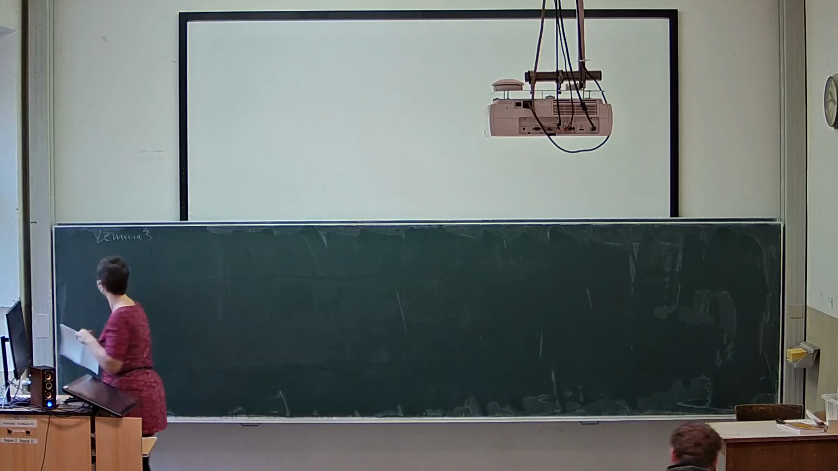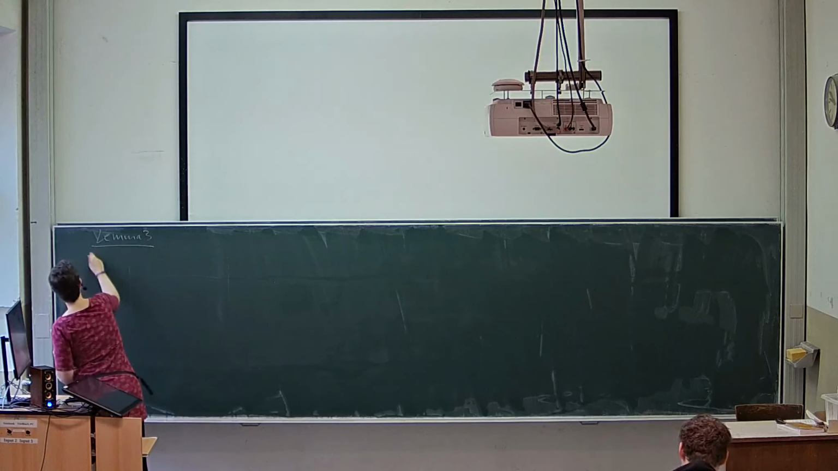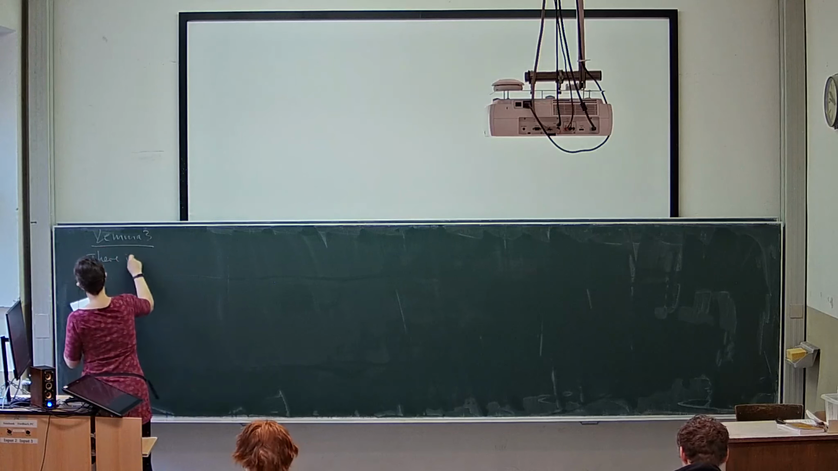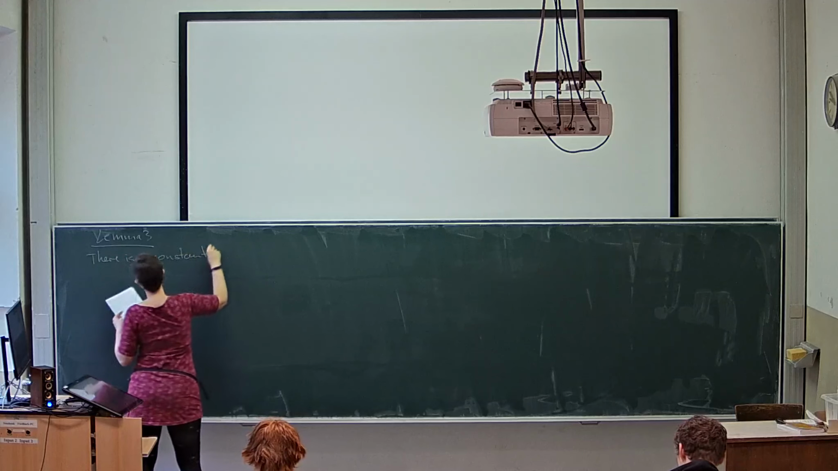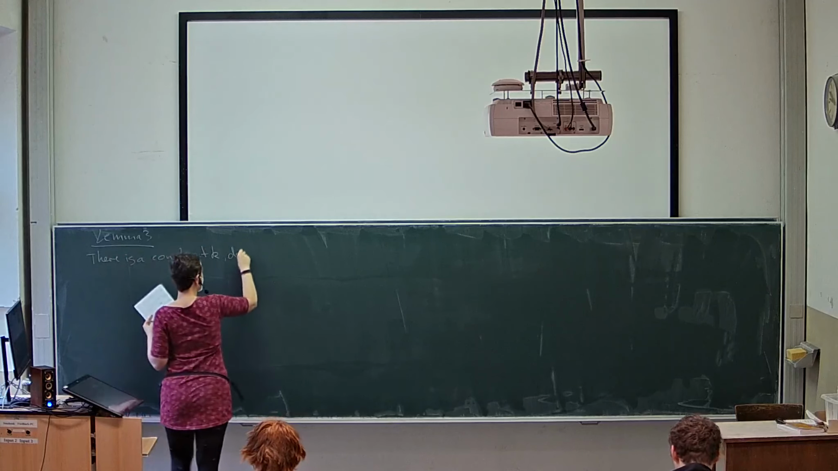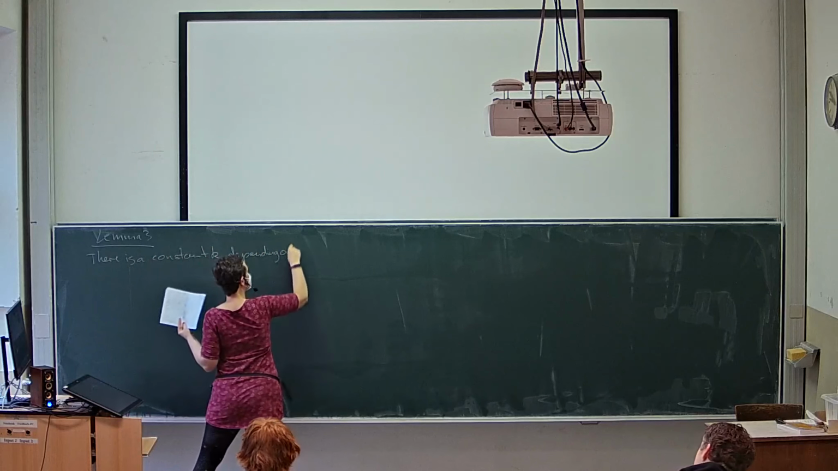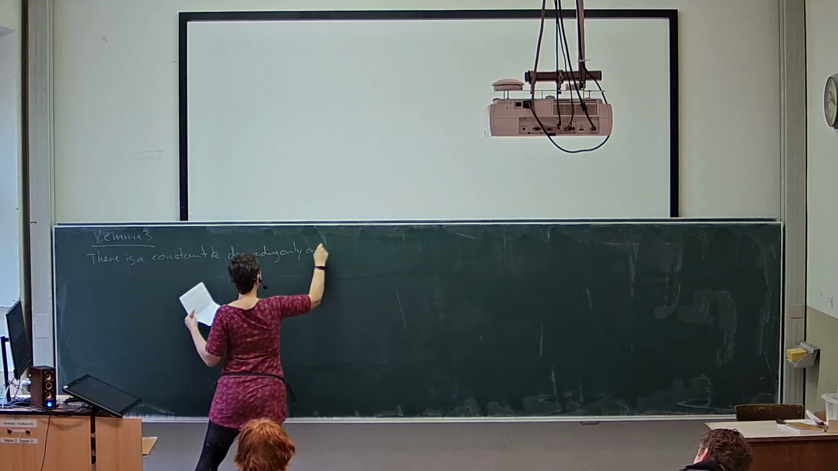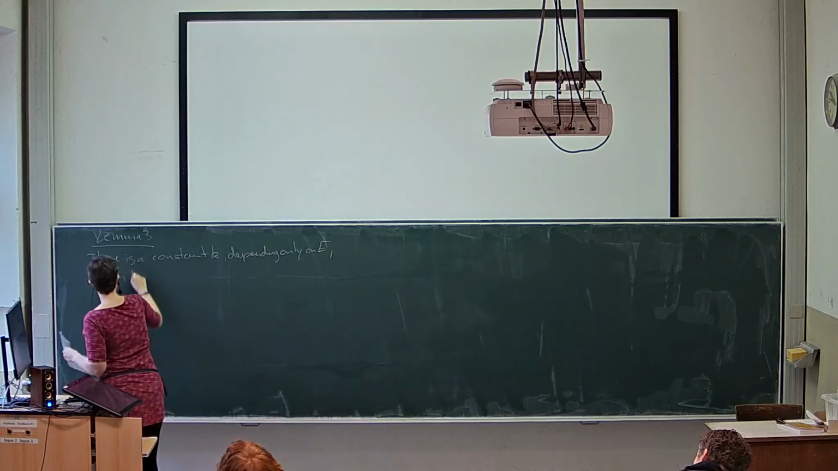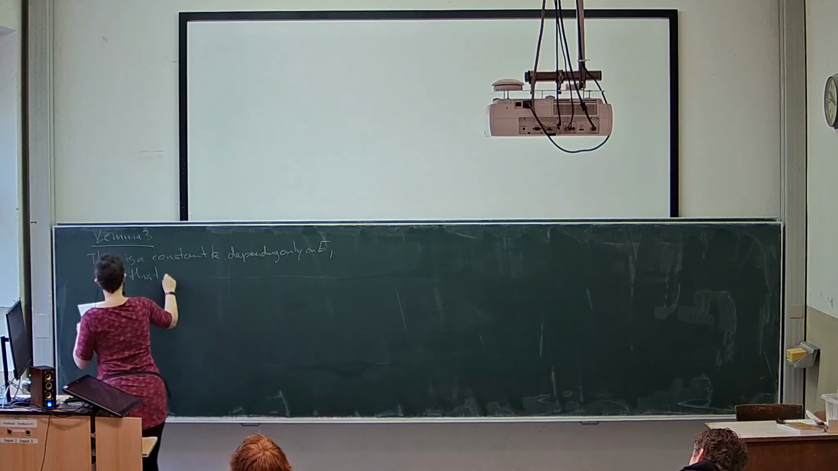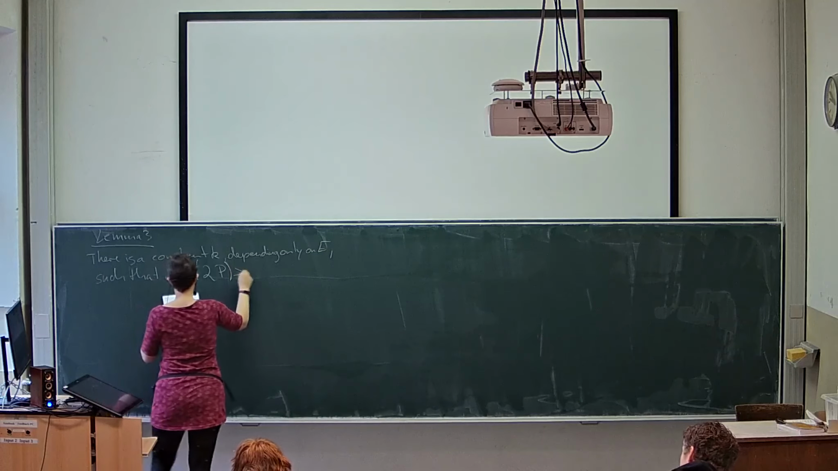Okay, what was lemma 3 about? Lemma 3 was: there is a constant k depending only on E such that this holds.